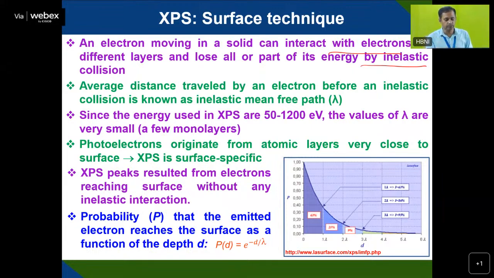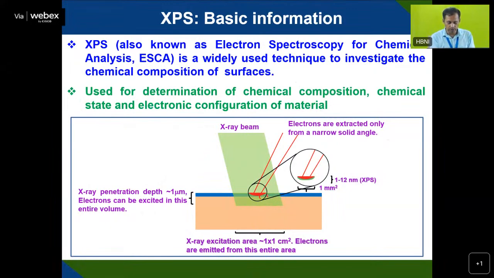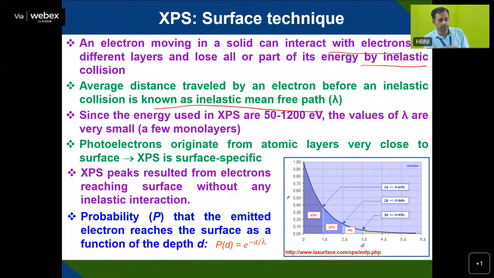The average distance an electron can travel before an inelastic collision is its mean inelastic free path. That is the average distance traveled by an electron. If it interacts on the top surface, it will come inside up to a certain distance. The distance traveled by an electron before an inelastic collision occurs, before it loses part of its energy because of the interaction, is called the inelastic mean free path, lambda.